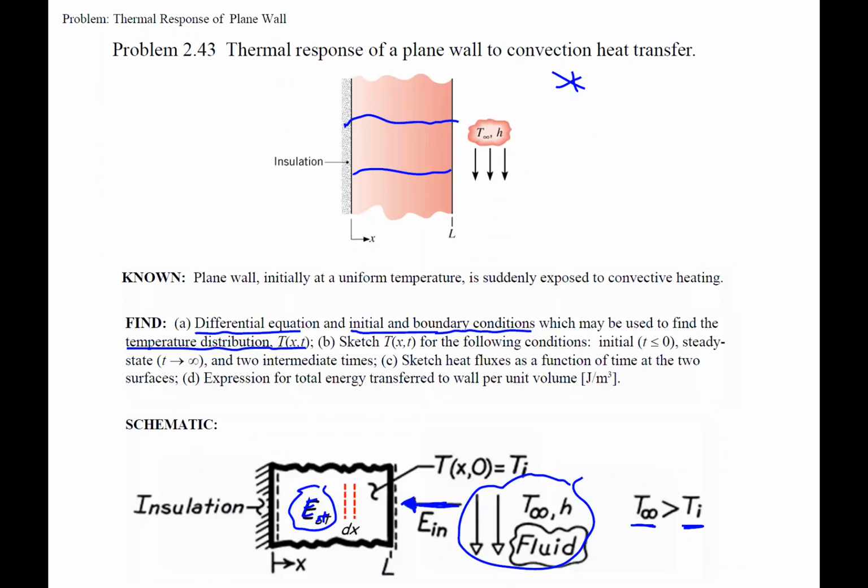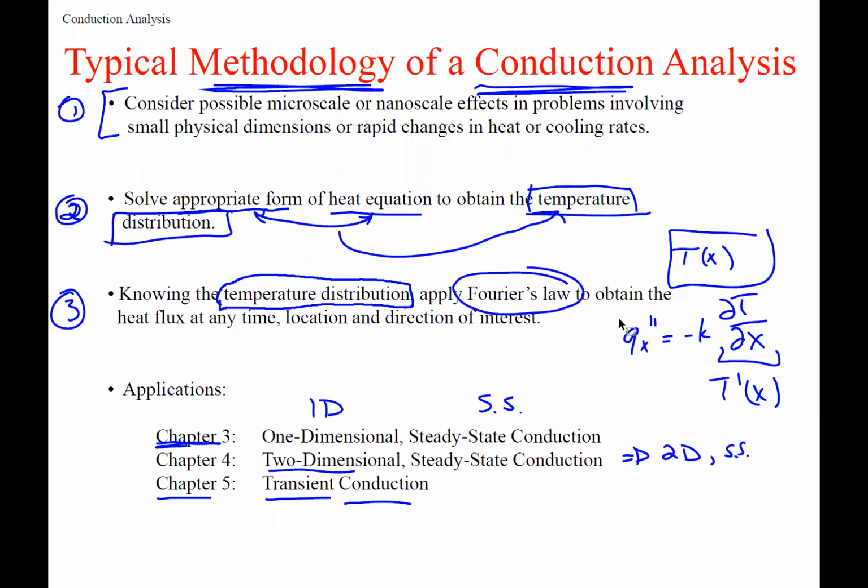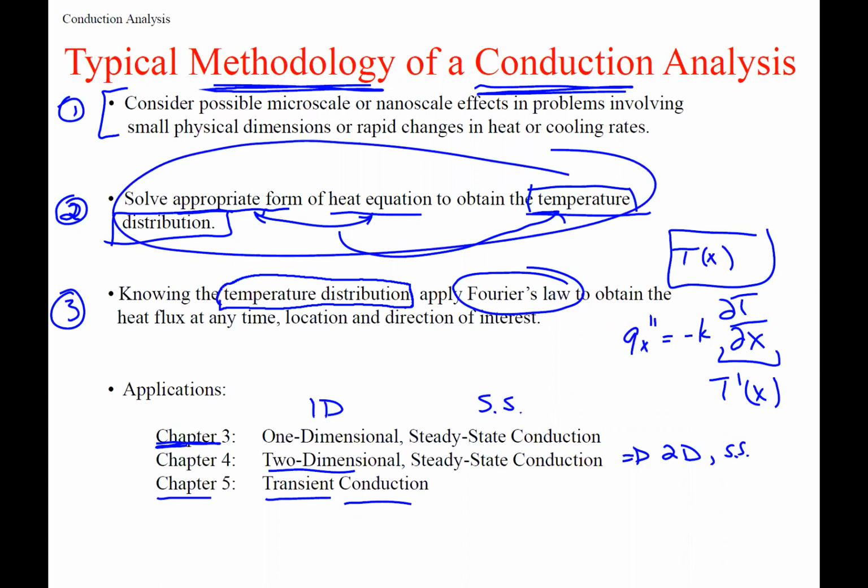So first off, they want a differential equation and boundary conditions. So that's where we just look for methodology. So we're not worrying about microscale and nanoscale effects. So then it's the appropriate form of the heat equation to obtain the temperature distribution. So that means we've got to figure out our heat equation.